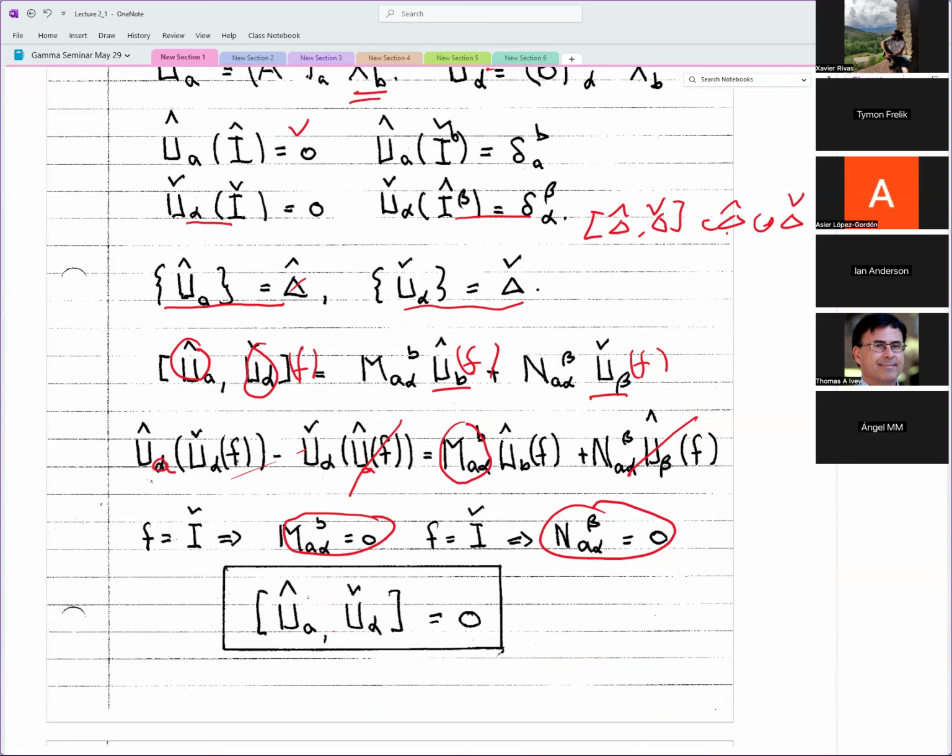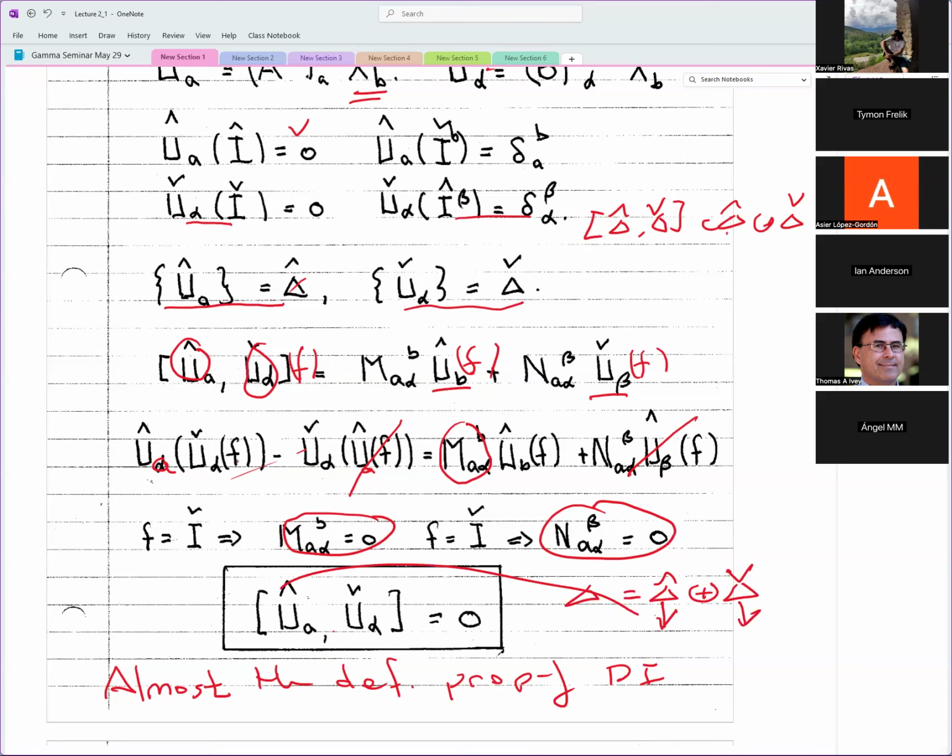And this is almost, I don't know, I've never been able to make a formal proof, but this is almost the defining property of a Darboux integrable system. So it's a distribution, delta, which breaks into two pieces. And you can pick a basis for this and a basis for this, U hat and U check, such that they can commute. And I'll give you a simple example.